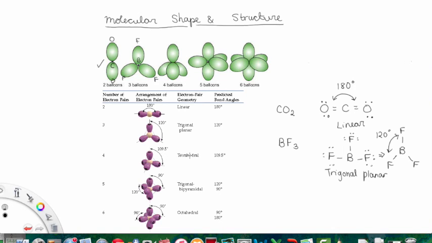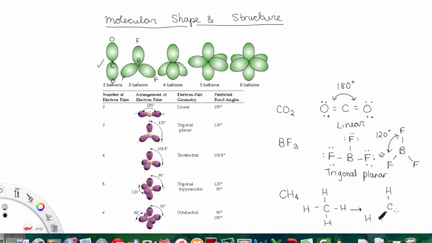For tetrahedral, let's look at methane, CH4. Now you have carbon in the center with 4 hydrogens. This would be the Lewis structure, but we want to draw them in a way that these hydrogen atoms are as far apart from each other as possible. So the 3-dimensional model is going to look like this, where this wedge right here is showing a bond that's coming out of the page.